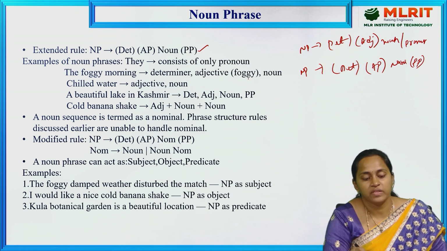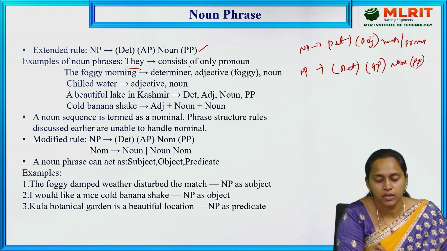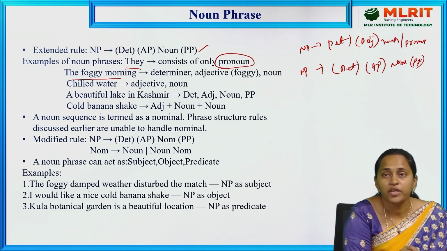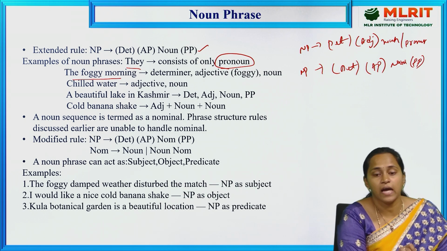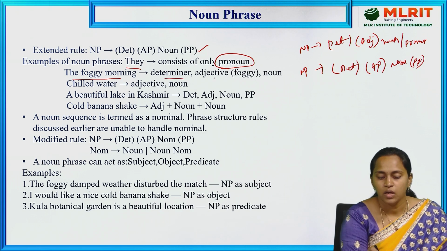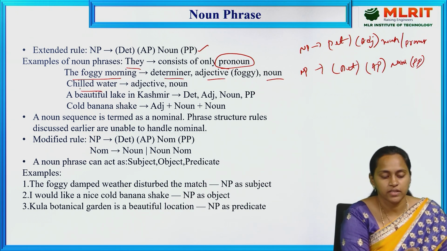Examples of noun phrases. They can consist of only a pronoun. The foggy morning is a sentence. The foggy morning contains the determiner, foggy is the adjective, and morning is the noun. Let's see next, chilled water: adjective, noun. Chilled is an adjective, water is a noun.